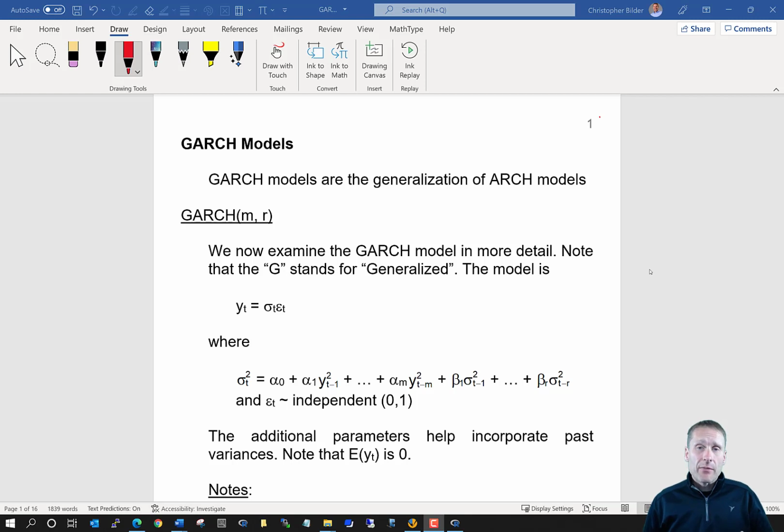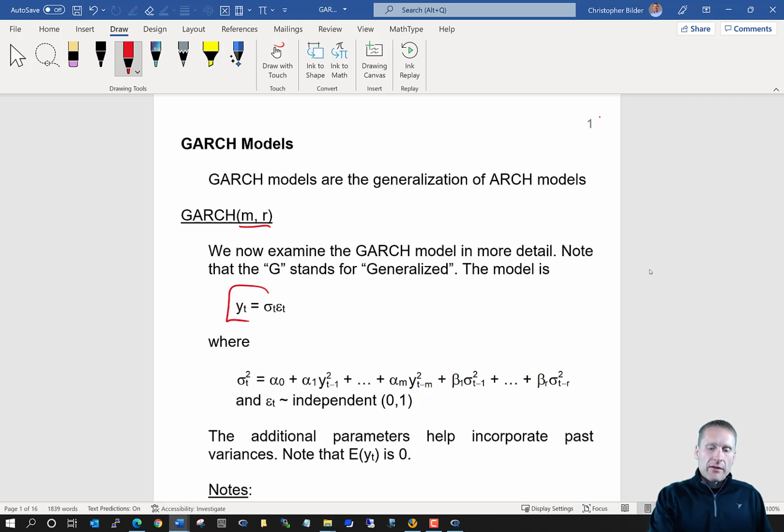to estimate them, and also to explain that there's a lot of other types of GARCH models out there that we won't talk about here. I'll give you some references and some names of these GARCH models so that you can explore them further if you are interested. Okay, so the G of GARCH stands for generalized. The order of our model is m and r.